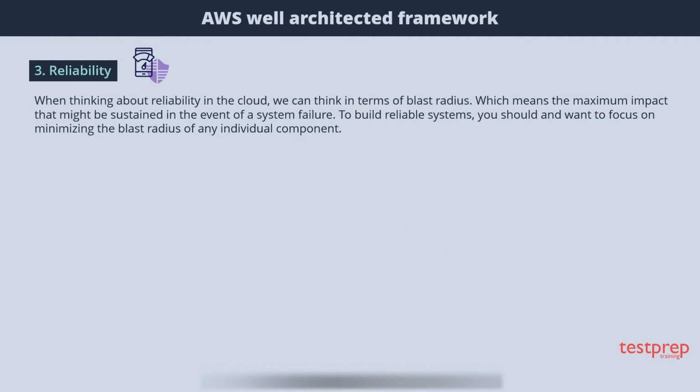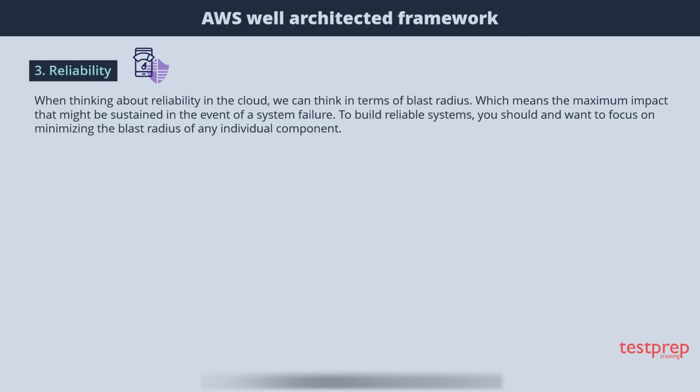3. Reliability. When thinking about reliability in the cloud, we can think in terms of blast radius, which means the maximum impact that might be sustained in the event of a system failure. To build reliable systems, you should focus on minimizing the blast radius of any individual component.